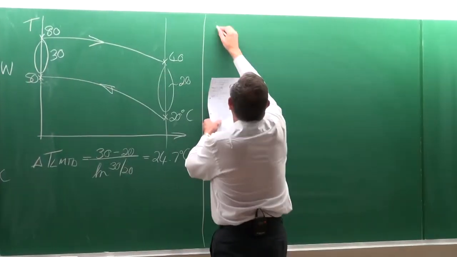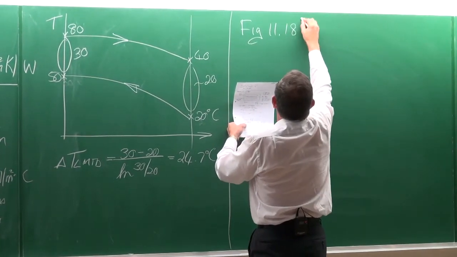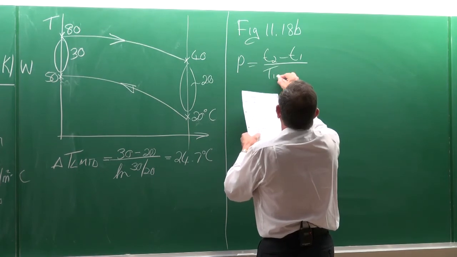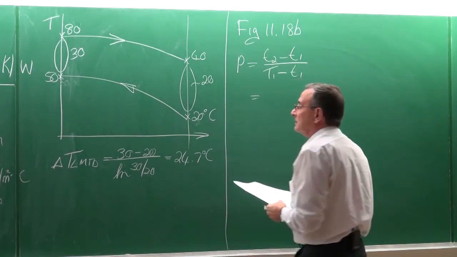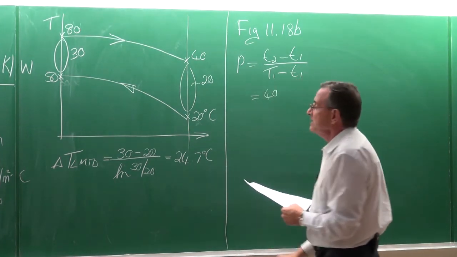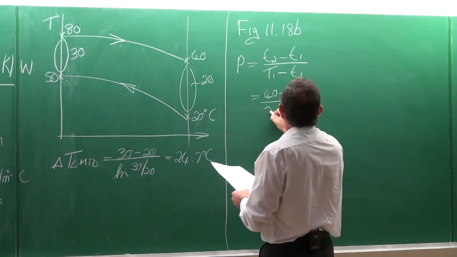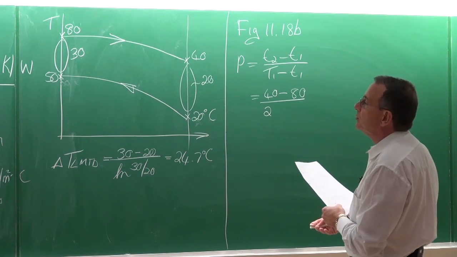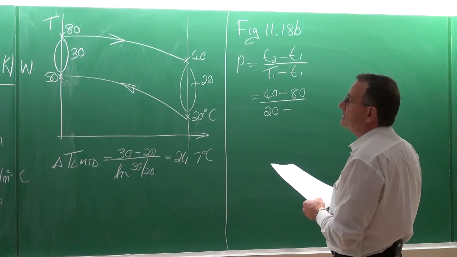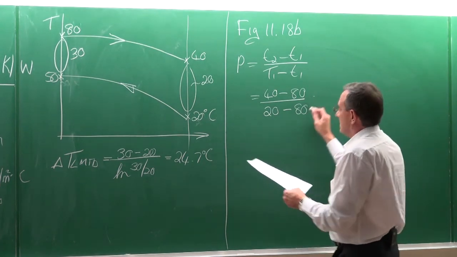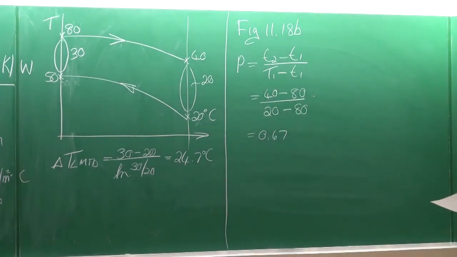So, from figure 11.18b, we can calculate the value of P, which is small t2 minus small t1, divided by capital T1 minus small t1. Small t2 is 40, minus small t1 is 80, divided by capital T1, which is 20, minus small t1 is 80. Okay? And that works out as 0.67. You agree with that? You're all fine with that?